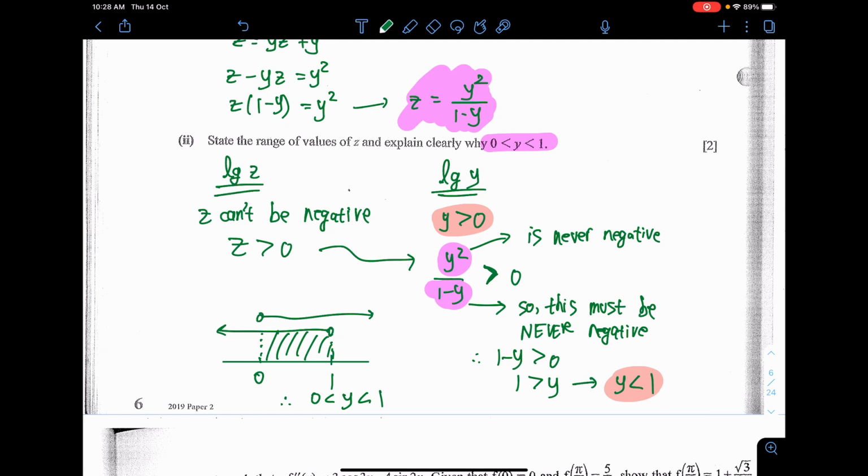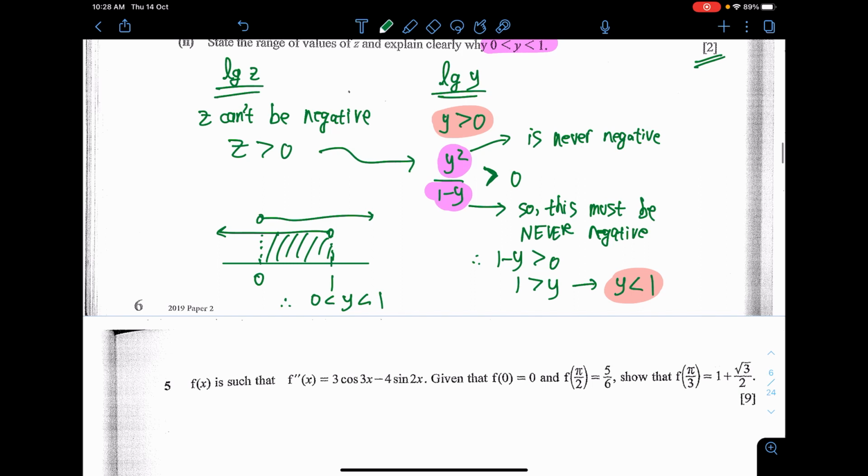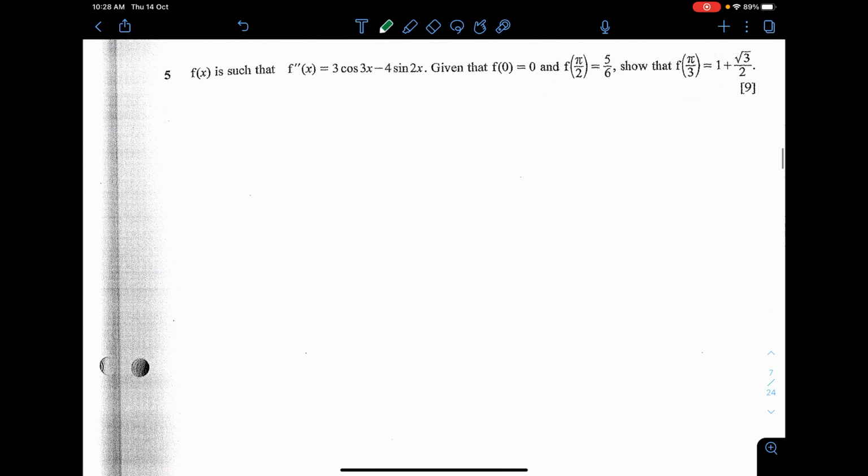Okay, I think this question here is a bit tough for O level. Not really tough, but I think it's quite difficult to actually really think about it under the exam condition for secondary 4. Yeah, but anyway, it's just 2 marks, so don't sweat it.